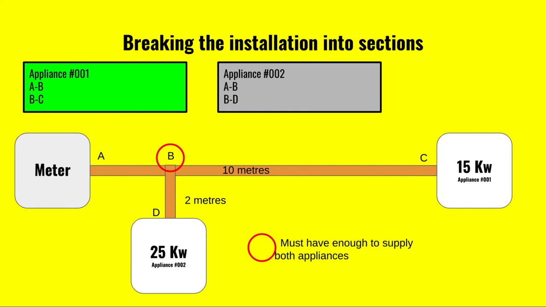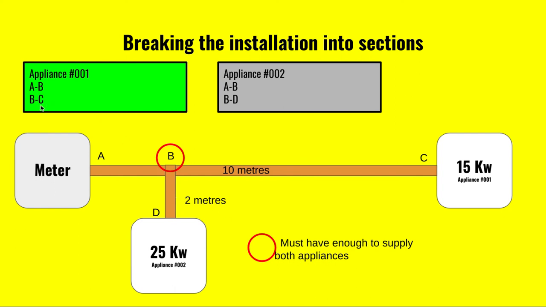And now we've got more than one appliance. So we've got our meter, and we've got a 10 metre length across to appliance 1 and some meterage down there. Now, those will change in a moment and I'll explain why. So for appliance 1, the pipe is coming from A to B, and then I've circled B because B must be able to carry enough cubic metres of gas and allow enough flow of gas through to service appliance 2 and appliance 1. So the red circle must have enough to supply both appliances.